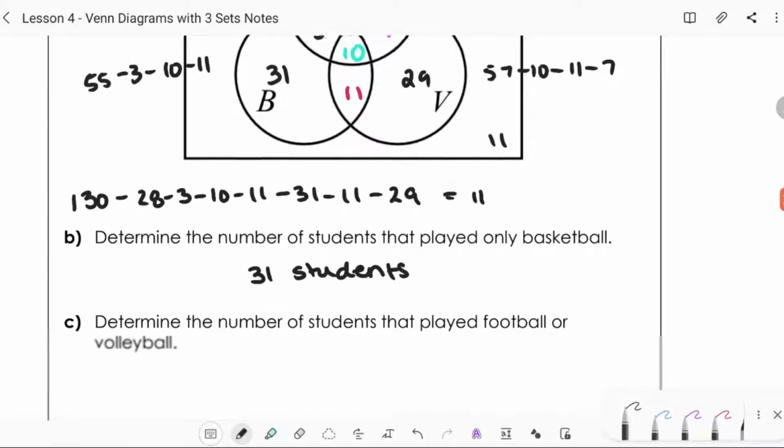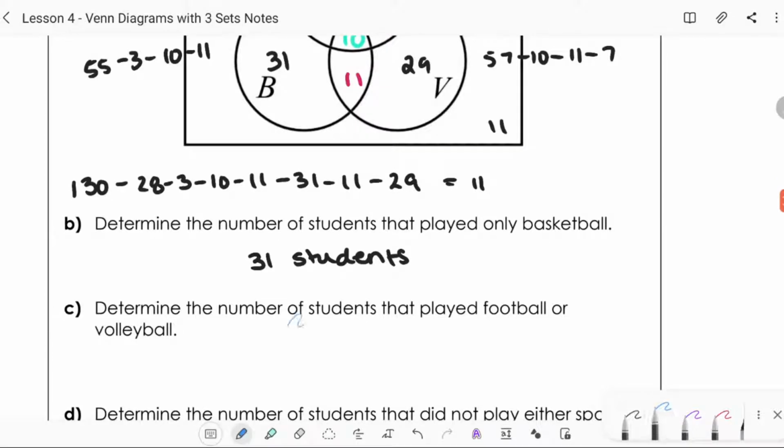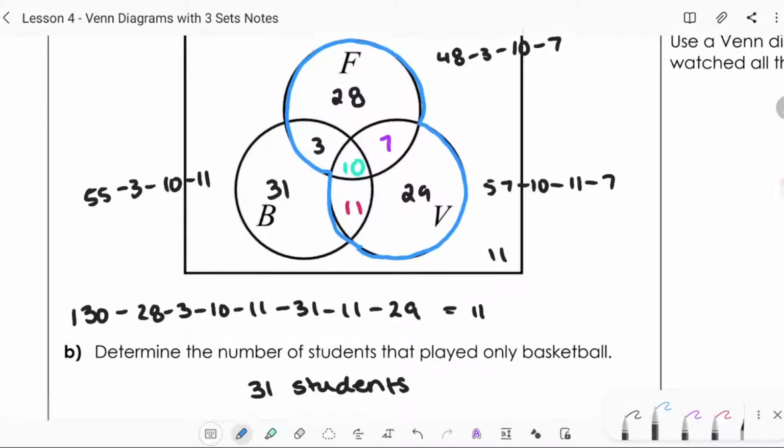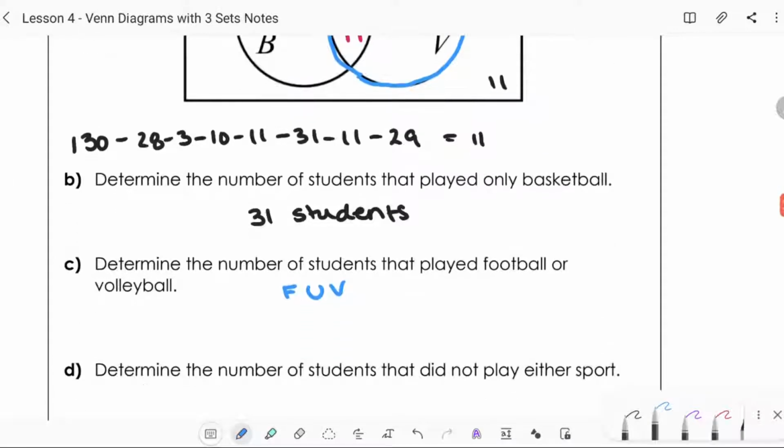Students that played football or volleyball. So F union V. So that would be any of this section, all of football or all of volleyball, including where they overlap. So 28 plus 3 plus 10 plus 7 plus 11 plus 29. Turns out that there's 88 students that play football or volleyball.